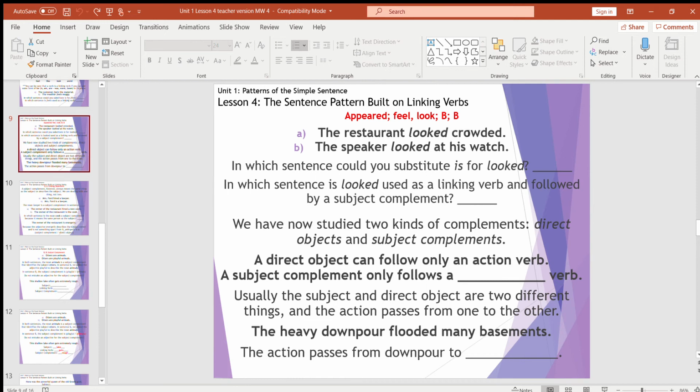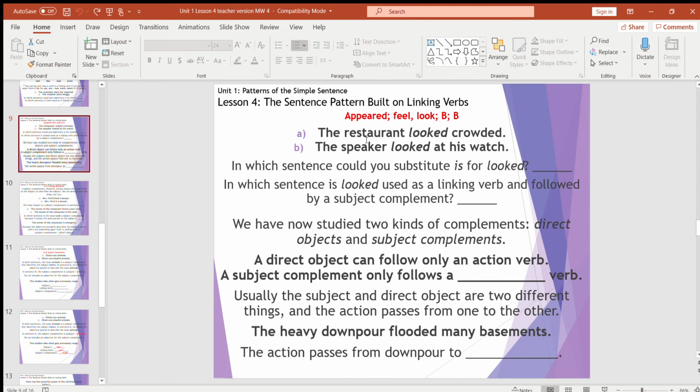So the restaurant looked crowded. The speaker looked at his watch. So again, both sentences had the verb looked, but one is being used as an action word while the other one is being used as a linking verb. So which of those two can we substitute is in for looked and have it make sense? The restaurant is crowded or the speaker is at his watch? Obviously, you'd have to go with A. So then in which sentence is looked being used as a linking verb and then being followed by a subject complement that describes the subject?